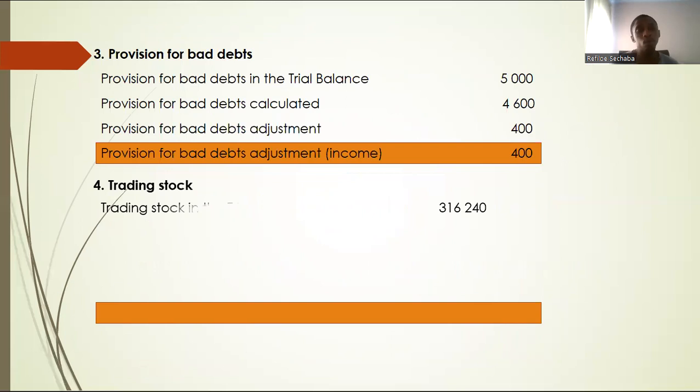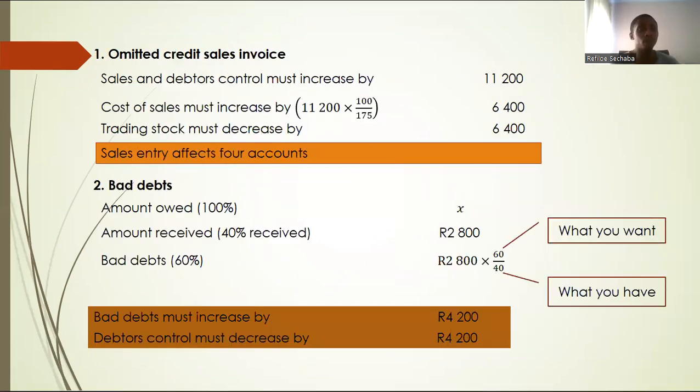All right, the working part of trading stock. Note that trading stock was sitting in the trial balance at 316,420. And then you should remember what I said earlier on about trading stock, okay? That was from the first entry. I said our trading stock has to decrease by 6,400. That 6,400 represents trading stock that was sold. And to get that trading stock that was sold, we took 11,200, we multiplied it by 100, we divided by 175, it gave us 6,400.